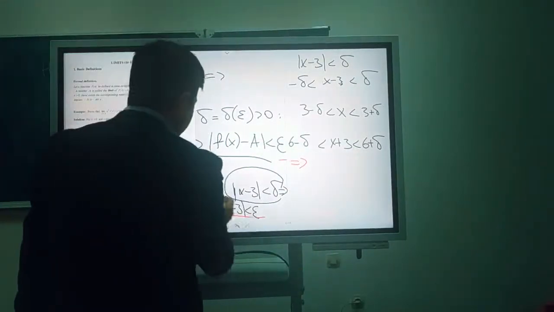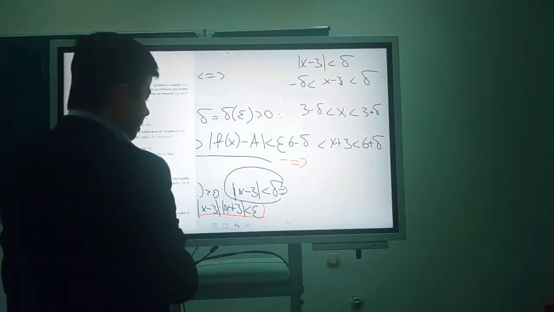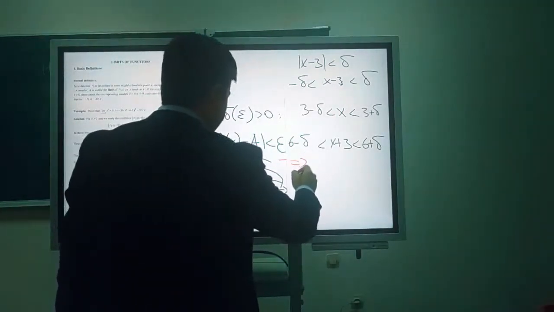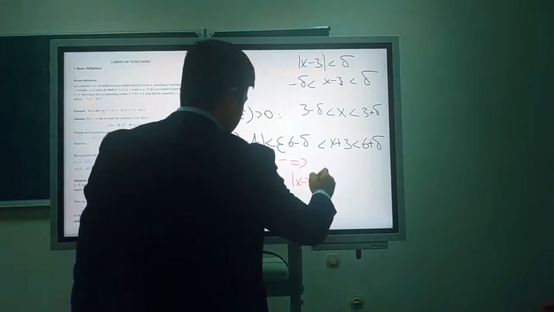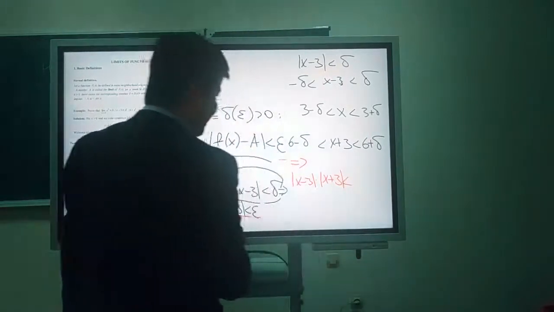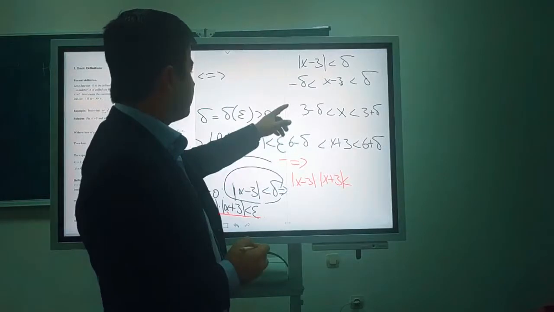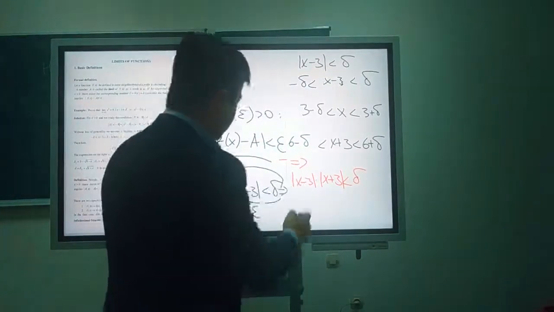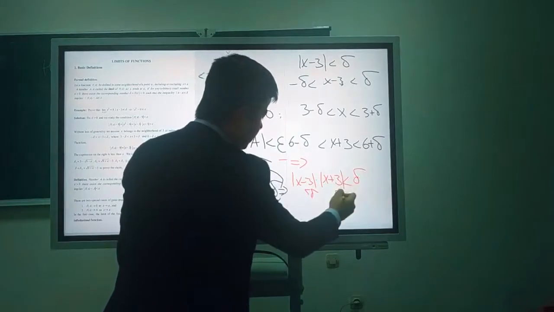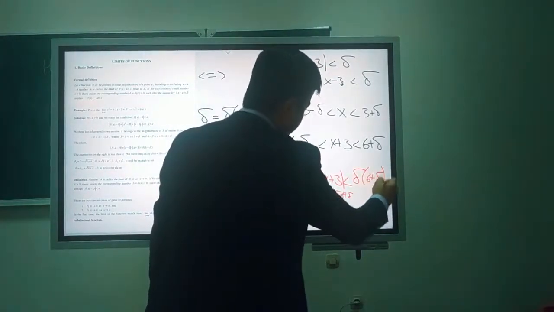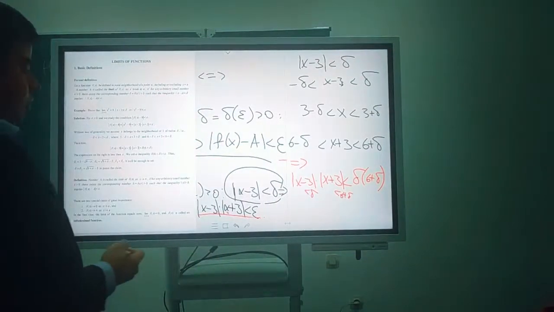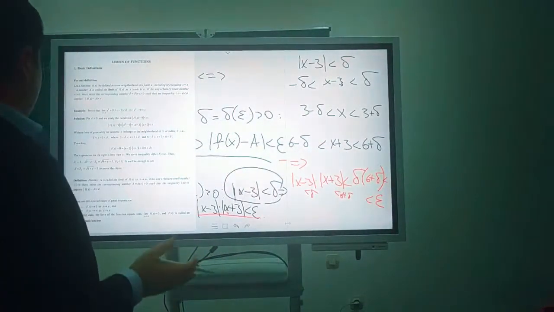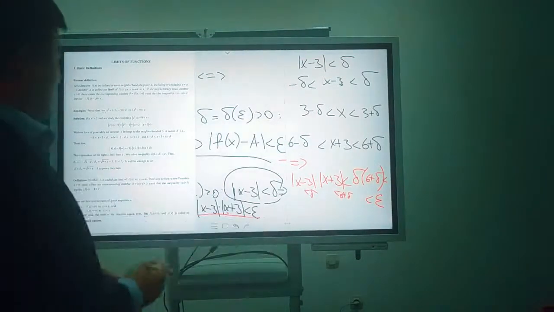So you can rewrite this inequality as |x - 3| times |x + 3|, absolute value of course, less than delta, just delta, times 6 plus delta. And all of this is less than epsilon. So now we can find delta with epsilon.